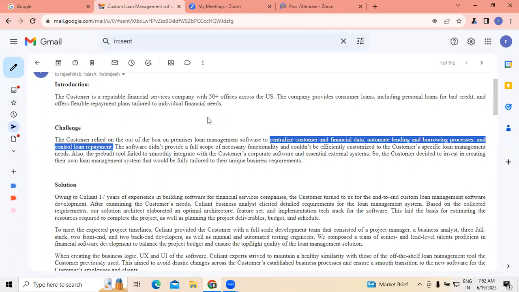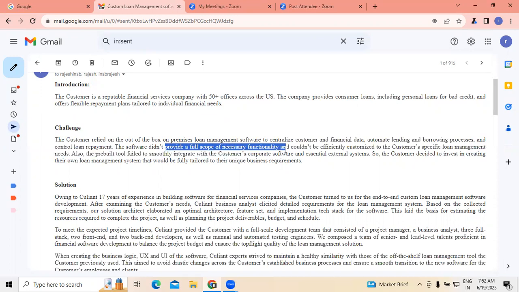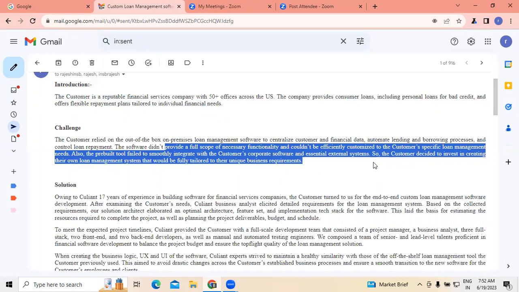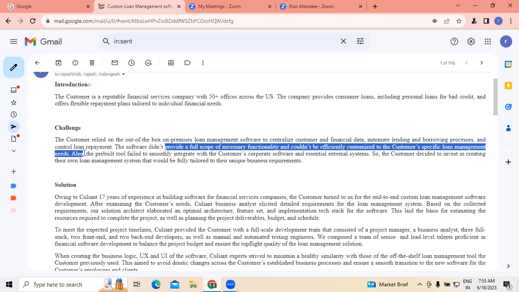But whatever loan management software the microfinance company is using, there was a problem, a challenge I can say. It didn't provide the full scope of necessary functionalities, and it couldn't be efficiently customized to customer-specific loan management needs. This was the major problem the client faced with the existing loan management application, which they were already using, point to be noted. They found that it was not working efficiently according to customer-specific loan management needs.